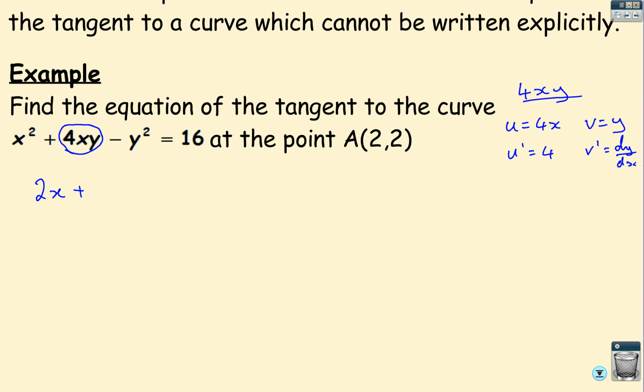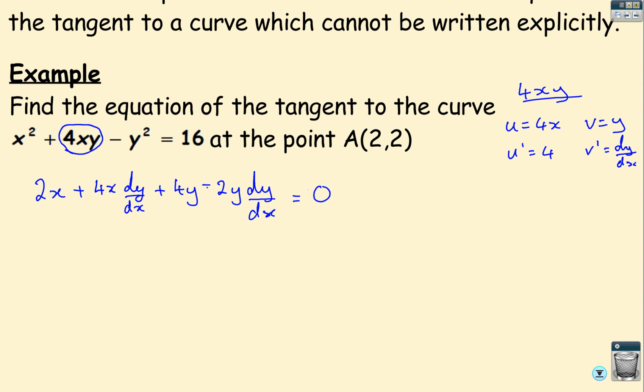So we've done our prep work. So this is plus uv dashed, so plus 4x dy by dx plus 4y, and that's the product rule part complete. Then take away 2y dy by dx for the derivative of y squared, and that's equal to, well, the derivative of 16 is 0. Okay.